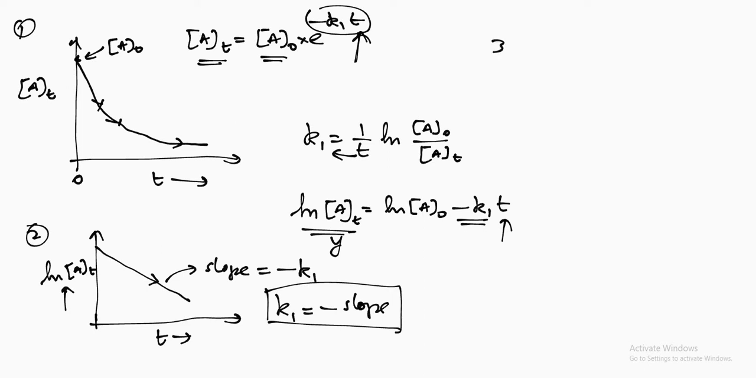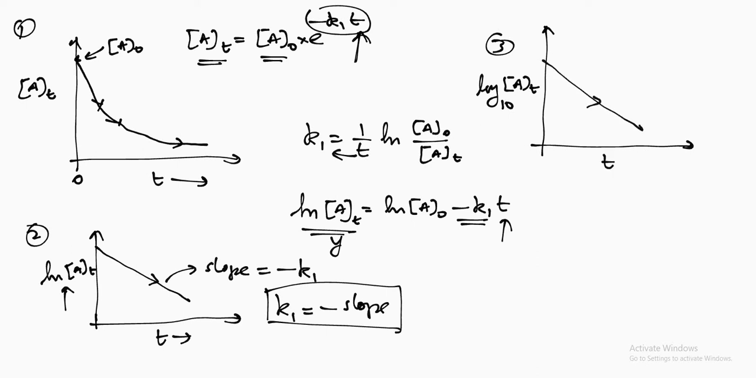Then I have given one more plot, so you have to notice carefully what we are plotting in y-axis and what we are plotting in x-axis. If I plot log base 10 AT, okay, see in the second plot I have plotted ln AT. Now I am plotting log base 10 AT versus T. Here also you will get a straight line with a negative slope. And what is the slope here? Here slope is equal to minus k by 2.303, or k is equal to minus 2.303 times slope.